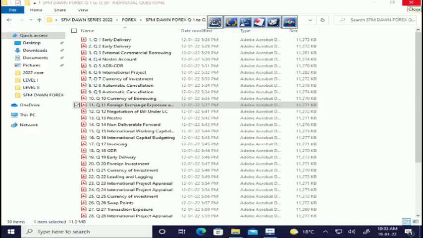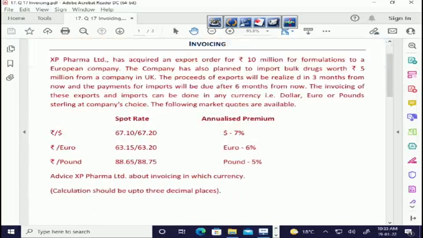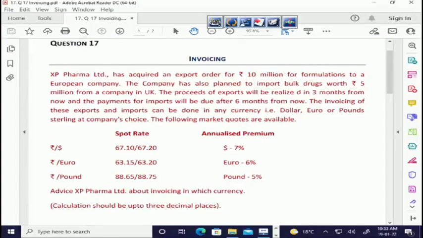The second question that we are having is on invoicing, question number 17. XP Pharma Limited has acquired an export order for rupees 10 million for formulations to a European company. The company has also planned to import bulk drugs worth rupees 5 million from the UK. So exports are 10 million, imports 5 million. Proceeds of exports will be realized 3 months from now. Payment for import is 6 months from now. So 10 million is receivable in 3 months and 5 million is payable in 6 months.